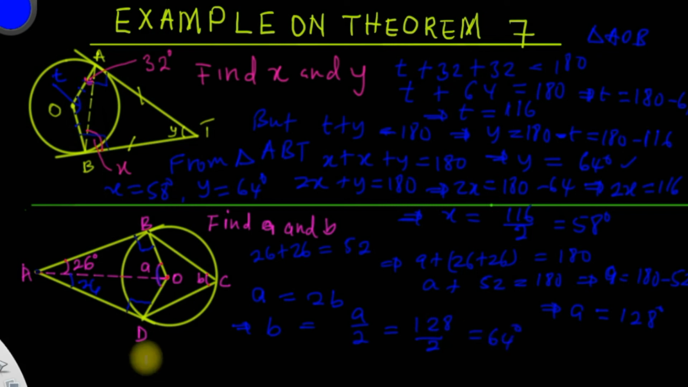So we can conclude that B is equal to 64 degrees, and A is equal to 128 degrees. So we can say that S is equal to 58 degrees, Y is equal to 64 degrees, and B is 128 degrees. In this case, B and Y happen to be equal to 64 degrees each.